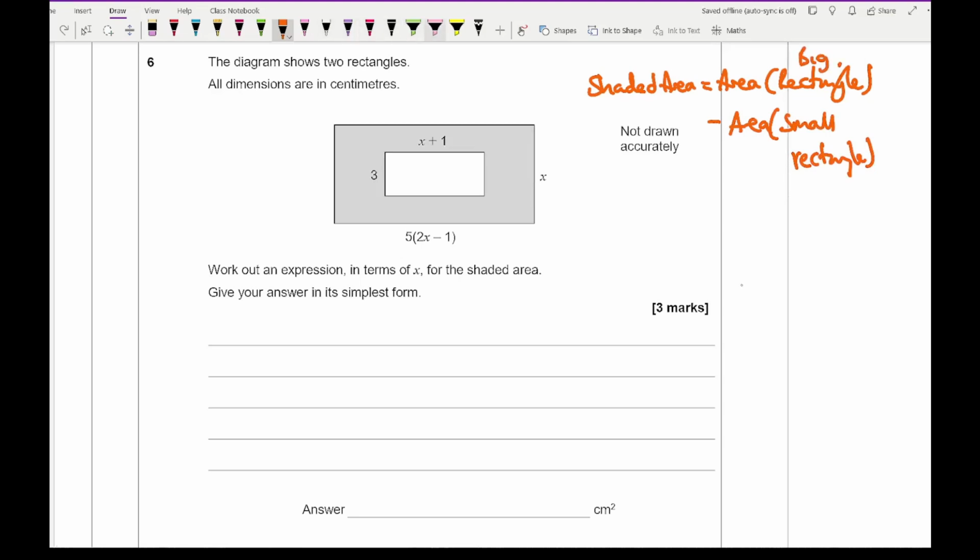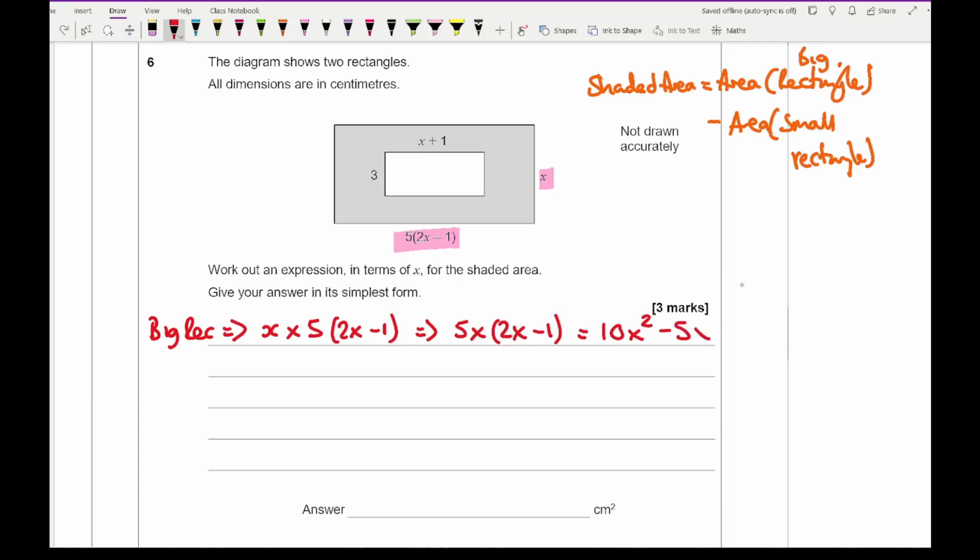So working out the area of the big rectangle, well, that's going to be that times this. So the big area, so just call it big rec, that's going to be equal to x times 5 lots of 2x minus 1, which is 5x times 2x minus 1, which is equal to 10x squared minus 5x. Then if I work out the small rectangle, that's going to be 3 times x plus 1. So that's going to be 3x plus 3.